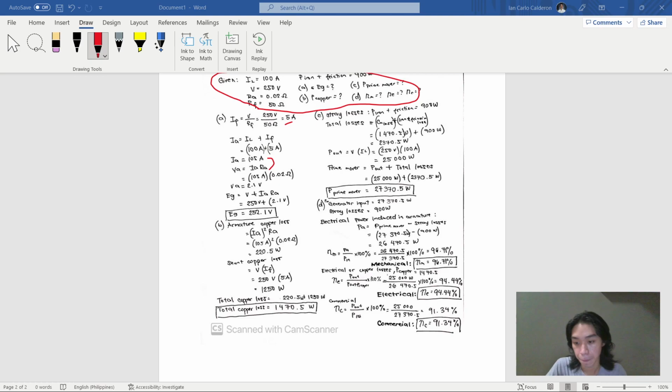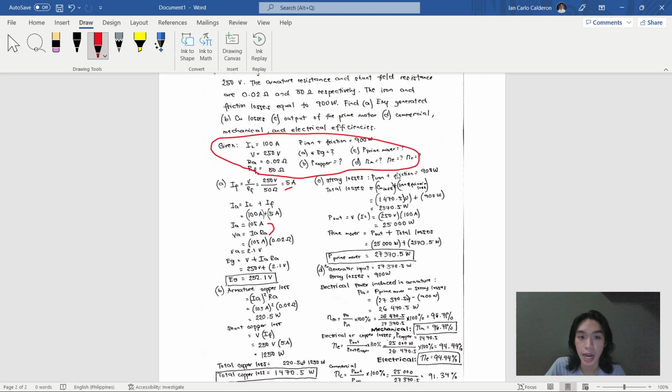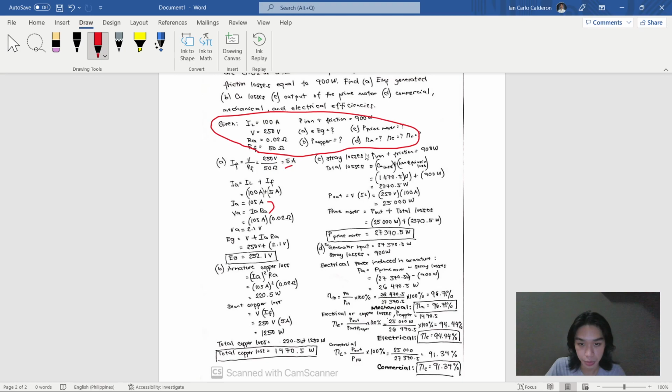For the third part, we need to take note that the value for the stray losses, which is the iron and friction losses, is equal to 900 watts. And for the total losses, total copper loss plus the stray losses, add them together, and we get the value of 2,370.5 watts. For the output power, P equals VI, voltage 250 volts times current 100 amperes, and we get the value of 25,000 watts.